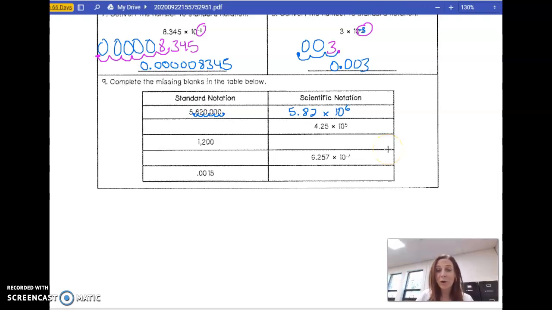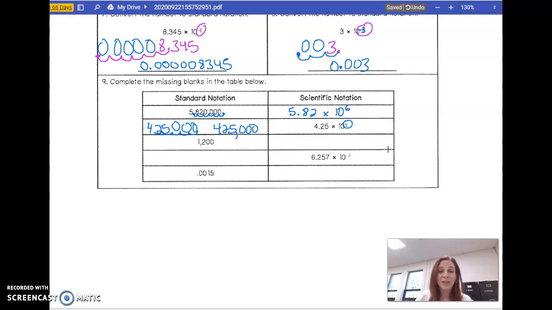All right, now if we have 4.25 times 10 to the 5th, this is when we put it in standard form. So I am going to take 4.25 and I'm going to move it 5 times to the right because it's a positive 5. 1, 2, 3, 4, 5. So I'm going to have to add in all those zeros. So 4, 2, 5, and this time I'm adding 3 zeros, 425,000.